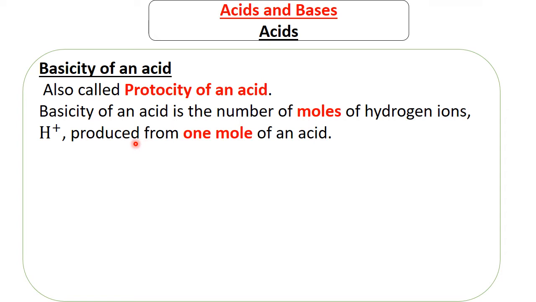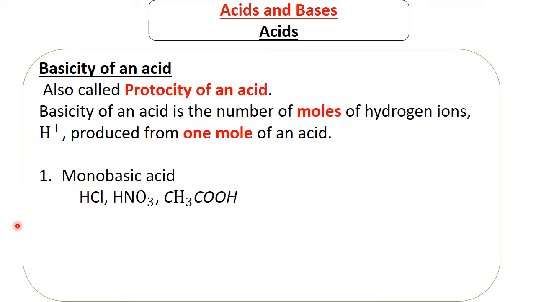So what we're talking about, the basicity or protosity of an acid, is how many protons or how many hydrogen ions it produces from one mole of that acid. So this is a simple fact, no? And there are three types of basicity that we're going to study. The first is called monobasic acid or monobasicity, meaning an acid that produces only one proton.